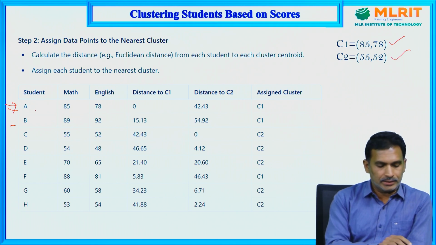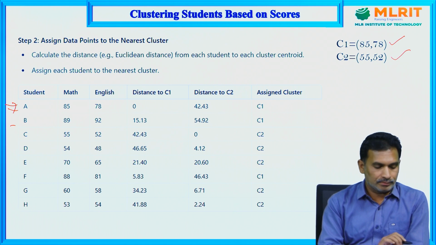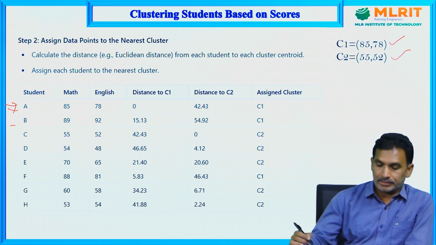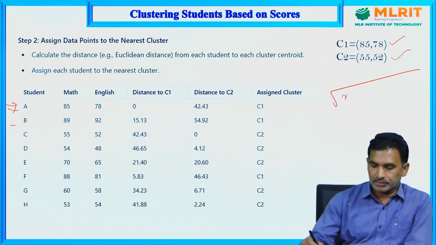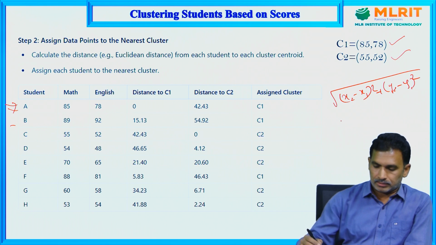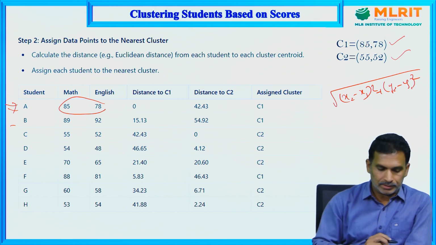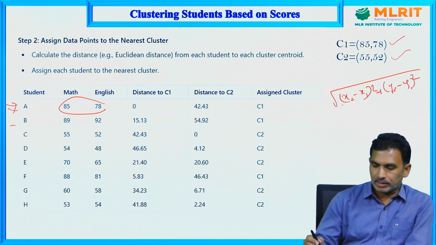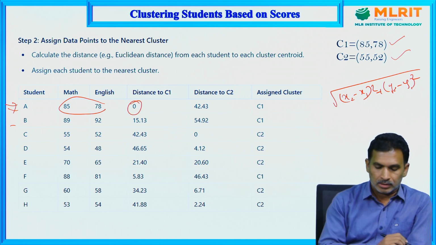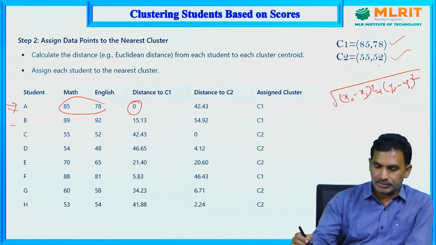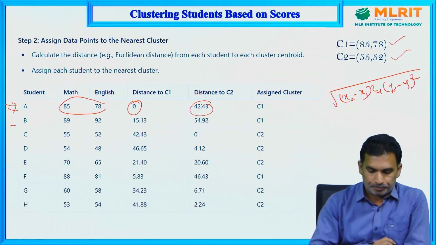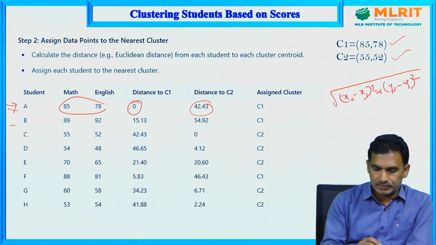For example, take data point A, 85 and 78, the scores in math and English. Let us say we use the Euclidean distance: x2 minus x1 whole square plus y2 minus y1 whole square. If you apply this formula to the values x1, y1 and x2, y2, since both data points are similar, the distance will be equal to 0. And the distance to the next cluster, 55 and 52, is 42.43. This data point's distance is 0, so it is very close to cluster C1. That's why we assign it to cluster C1.